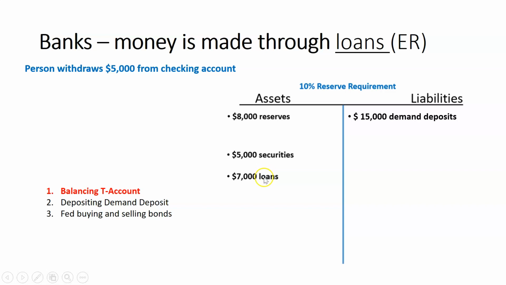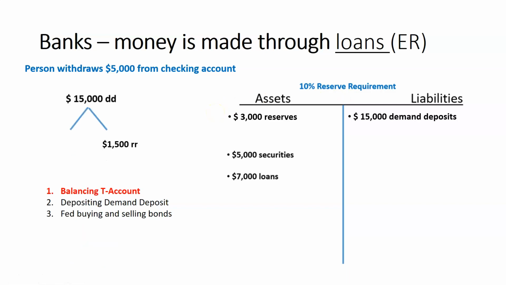Things are not balanced over here, right? This is adding up to 20,000, and over here we have 15,000. I can't touch this, and so therefore that means that my reserves have actually gone down to 3,000. Well, I think it's important now to look and see how much do I have in my excess reserves available to loan out? And I have to keep 10% in my required reserves.